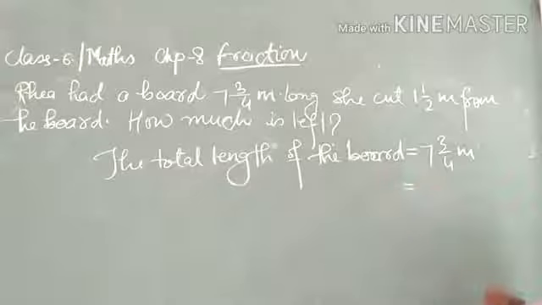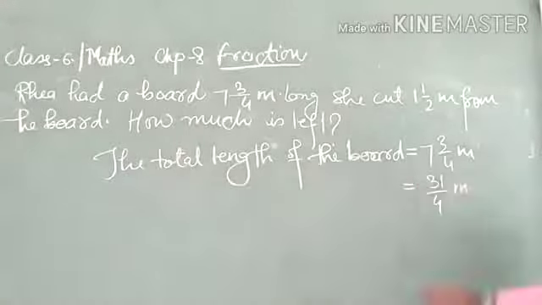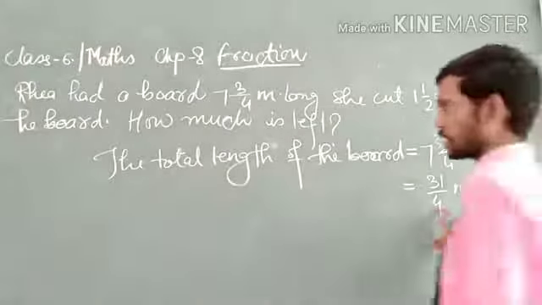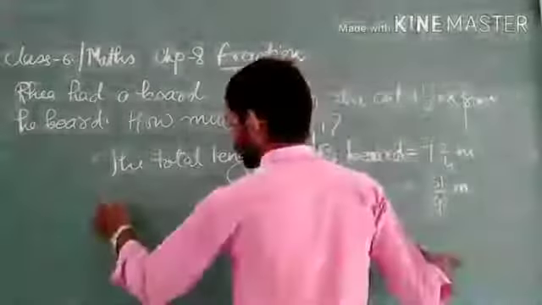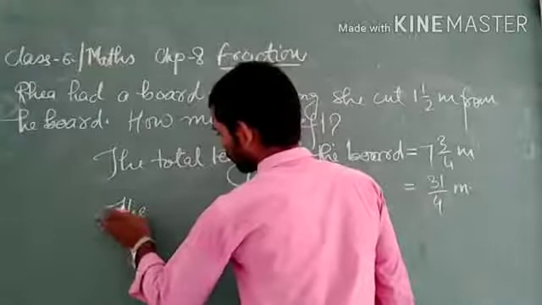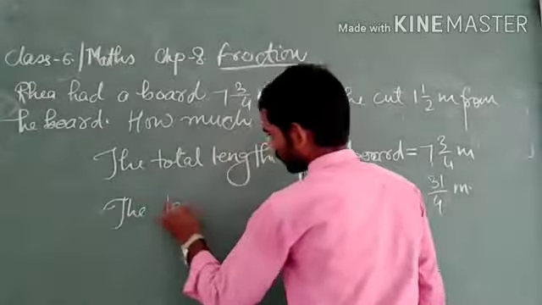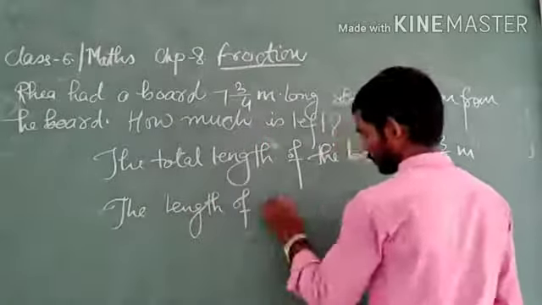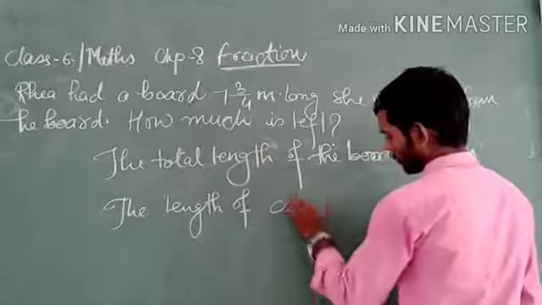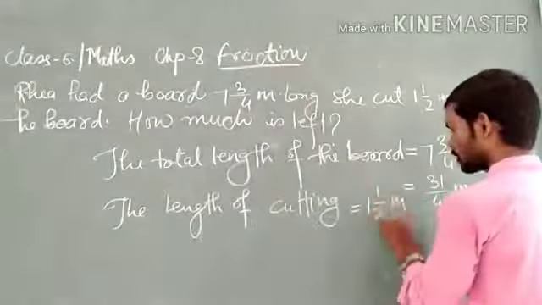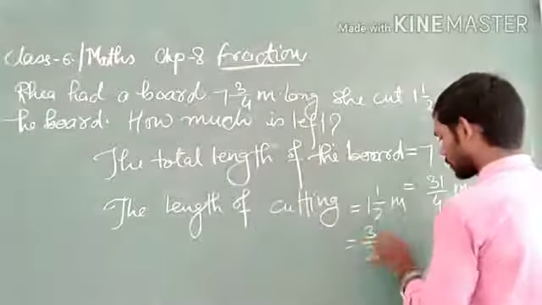We can change it into an improper fraction. We have 31 upon 4 meter: 7 4s are 28, 28 plus 3, 31 upon 4. And the next, the cut portion, the length of cutting, is equal to 1 whole 1 upon 2 meter, and this is equal to 3 upon 2 meter.